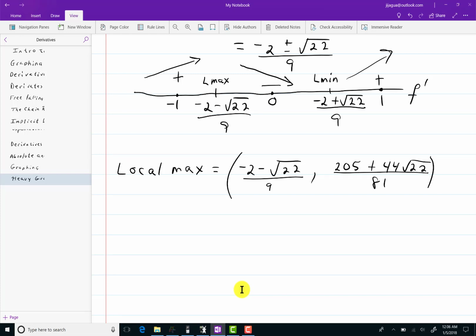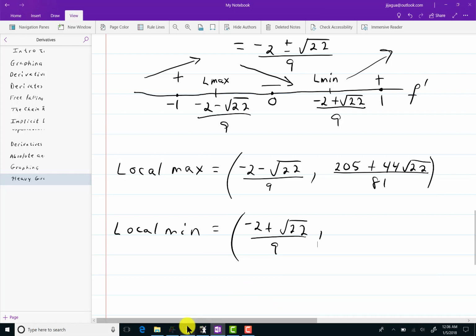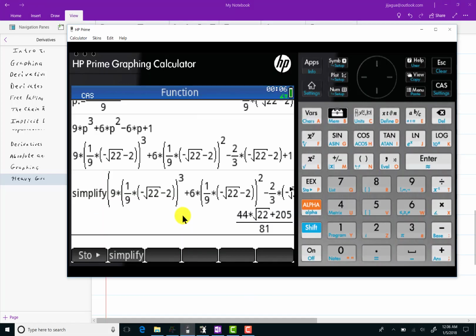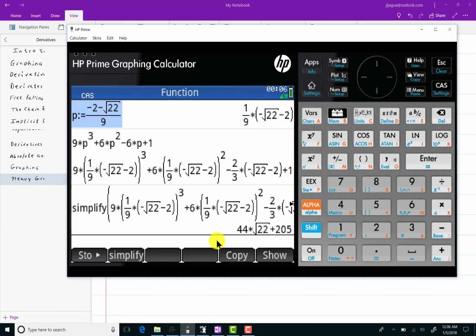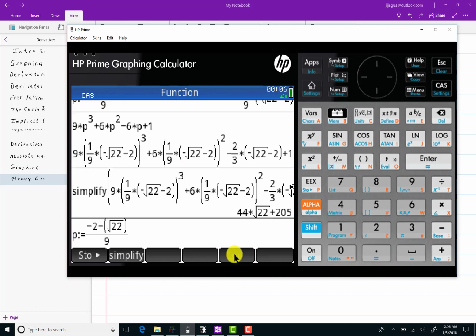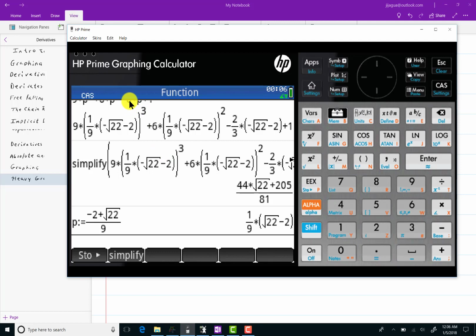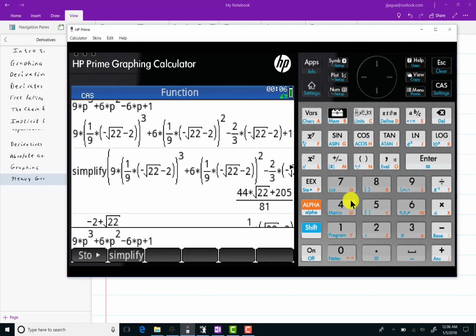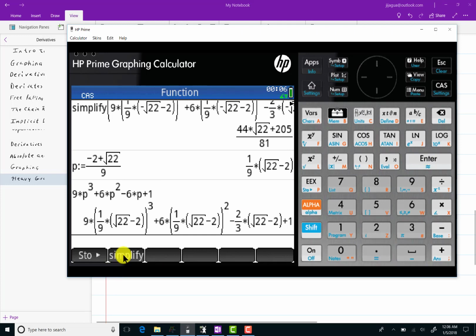And for the local min, I'll have the other one, negative 2 plus the square root of 22 over 9, comma. And I'll do the same kind of a game. I'll come back here to the calculator. But what I'll do is I will take that P, and it allows me to copy it. And then what I'll do is change this to a plus. Enter. And then I can go back up here and grab this expression and copy it, and then hit enter. And once again, simplify to get my answer.